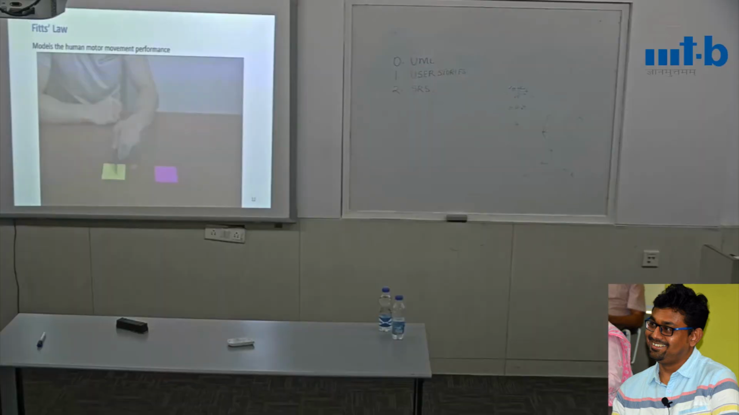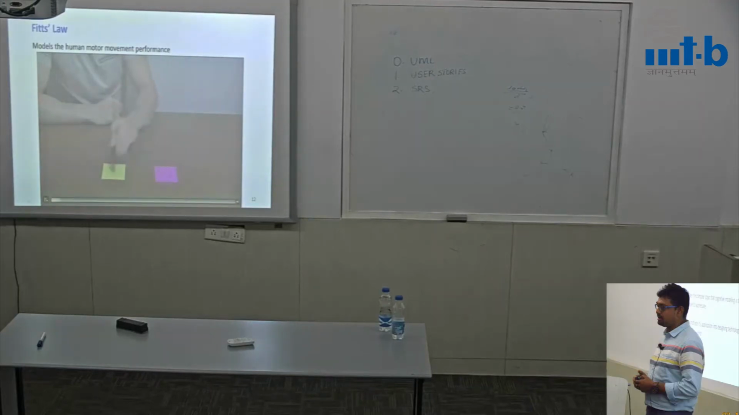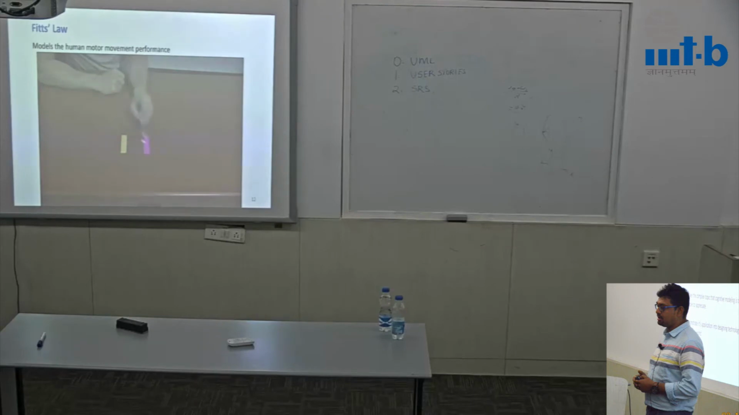So basically this is one of the cognitive models which defines how human motor movement performance works. Right? Let's see this video and let's see what is the phenomena happening. He's doing an experiment and he's changing the stimuli in the experiment. Did you see some phenomena here?